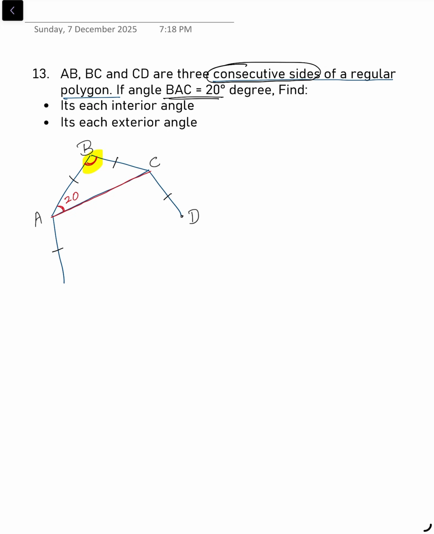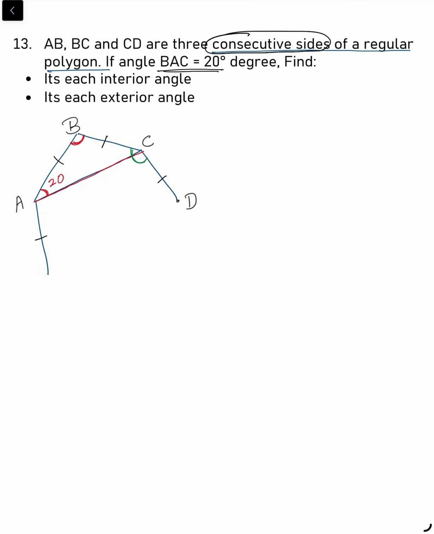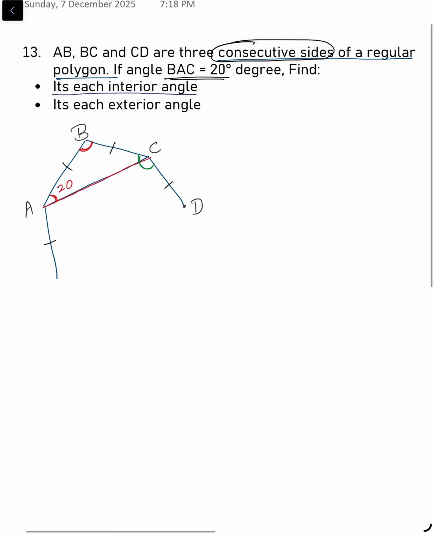Understand? Similarly, we have angle C; the complete angle is the interior angle of the polygon. But in the triangle, this is not the interior angle of the polygon, it is the interior angle of the triangle. So what is the value we have to find? They have asked for each interior angle, which means the interior angle of the regular polygon, so we have to find this angle B. Angle B is the each interior angle.